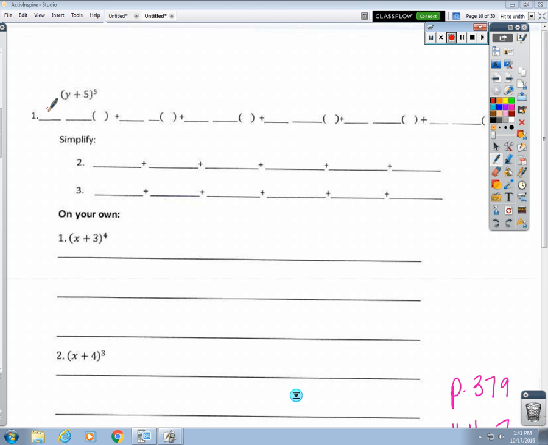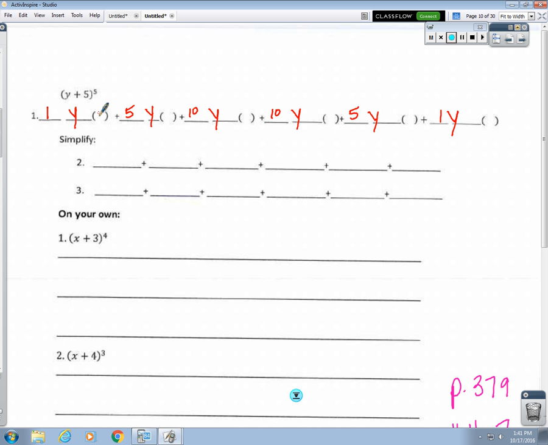Alright, here we go. You should have used the coefficients 1, 5, 10, 10, 5, 1. Then you would have brought down a y for each one. And then you would have brought down the 5 inside the parentheses on each term. Okay, y starts out to the 5th power and then it descends. And then 5 does the opposite. It starts out to the 0 power and it ascends. Okay, after that you just start simplifying.